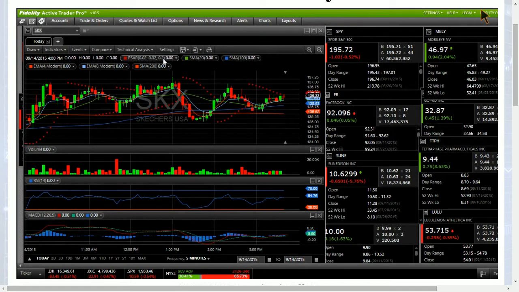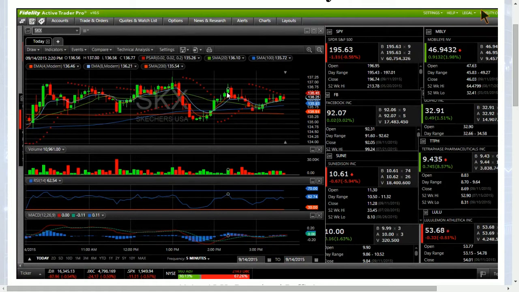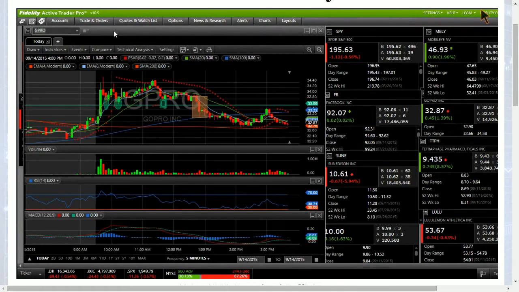SKX has 200 period and 100 period moving average support, 135.52, 135.93. Lower highs and two higher lows, the low of the day this morning and then the low this afternoon. Needs to maintain these supports and break above. First step for a bullish break would be above 137. GoPro key support test 32.76, 200 period moving average.